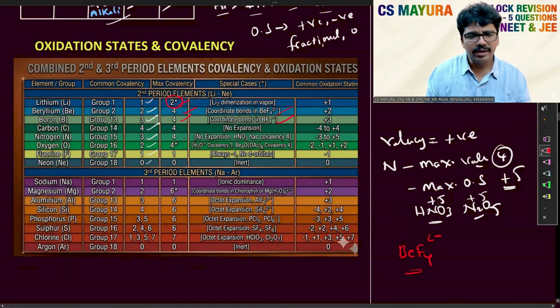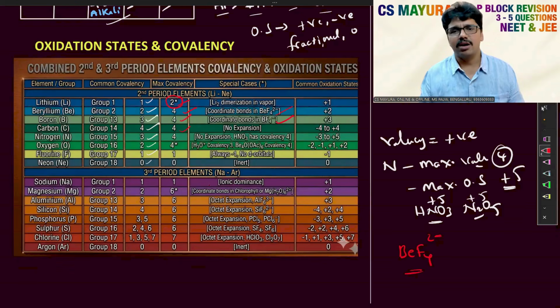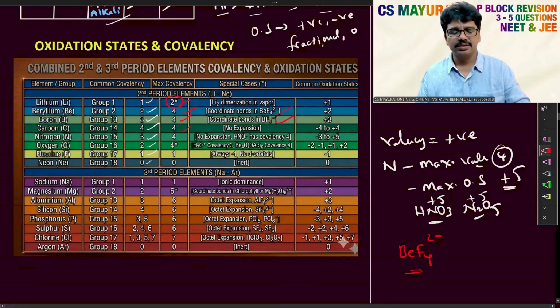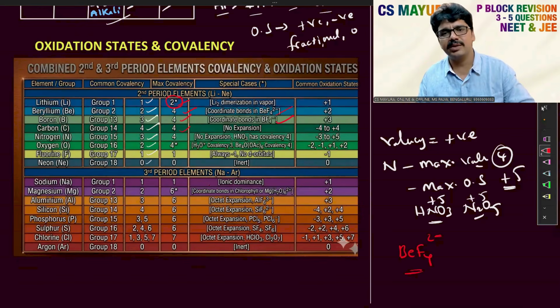Next, carbon's maximum valency is 4. There is no expansion, because there are no vacant d orbitals. It can't extend its valency beyond 4. But third period elements like silicon and phosphorus have 3d orbitals, so with excitation they can extend their valency. Second period elements can't extend their valency, but third period elements can by using vacant orbitals.